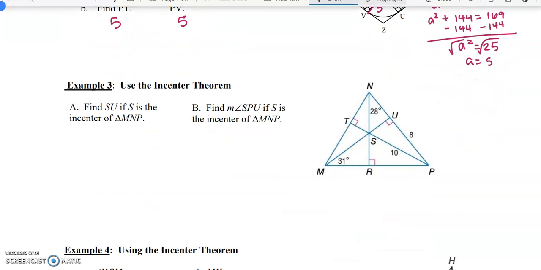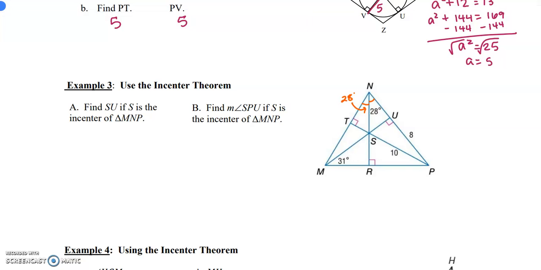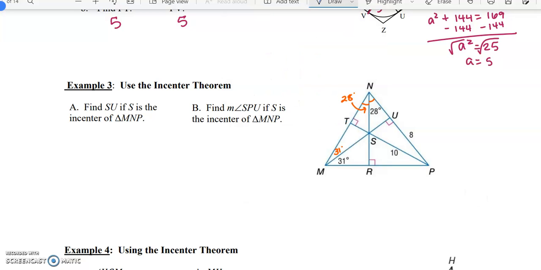So down here, remember that these are formed by angle bisectors. So if this angle is 28, what's that angle? 28. If this angle is 31, what's this angle? 31. So let's go ahead and find SU if S is in the in-center here.